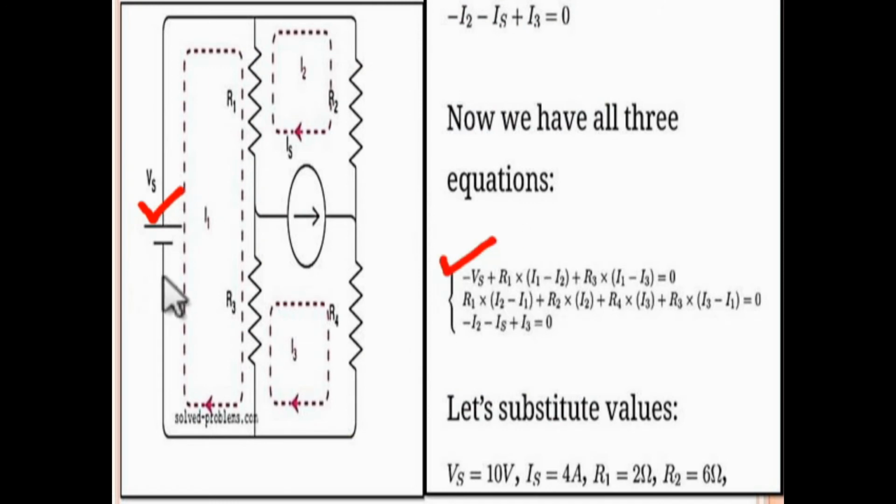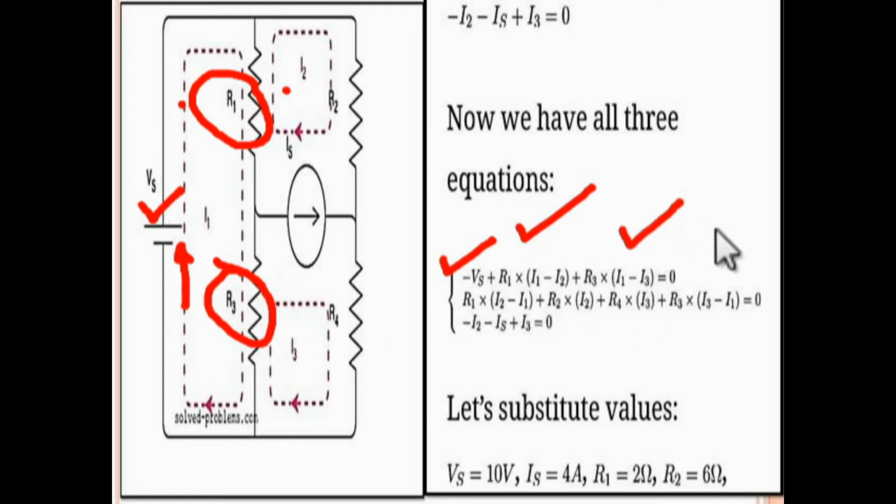See here, minus Vs. Okay, the current will enter at the negative terminal, minus Vs, plus then this R1 resistance. So R1 into I1 minus I2, plus this R3 resistance will be there. So R3 into I1 minus I3 is equal to 0. So this will be the first equation.